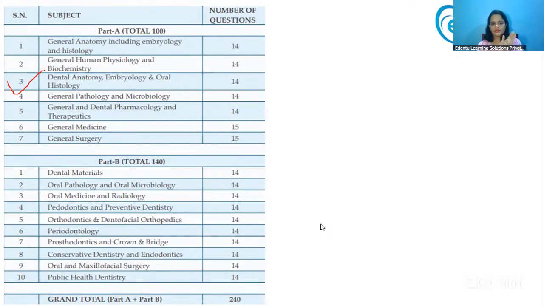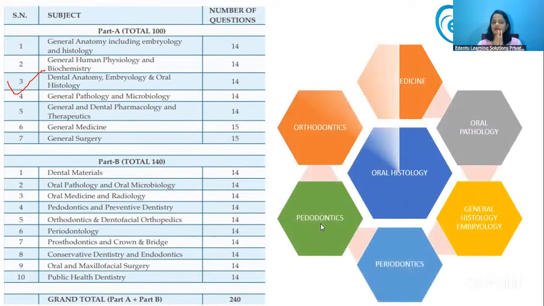So dental anatomy and dental histology is a basic, fundamental subject. So it is extremely important to keep the fundamentals strong. The fundamental concepts regarding oral histology should be really strong. Then only the higher and more advanced clinical subjects, like oral medicine and oral pathology, will be much easier for you.